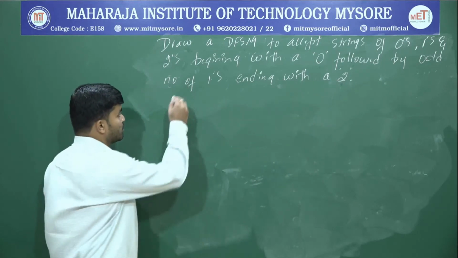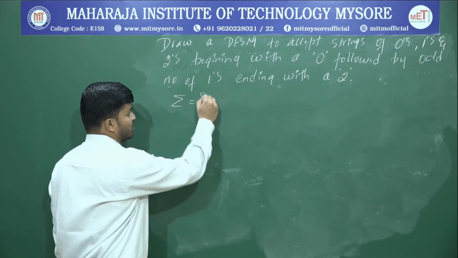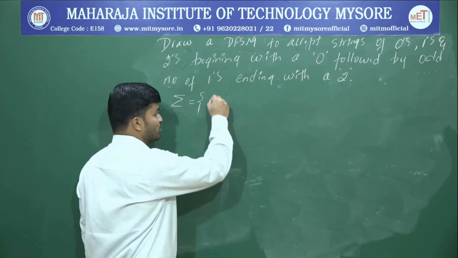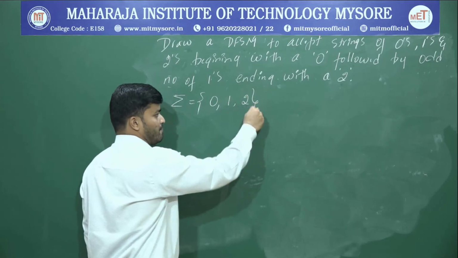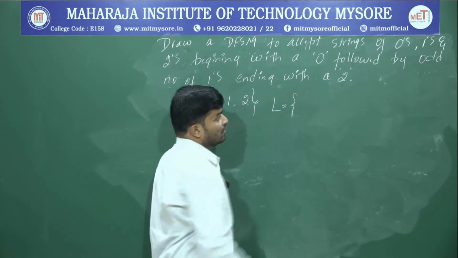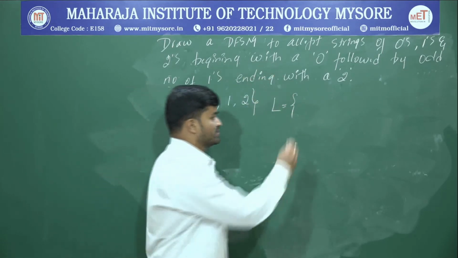So from the given question, first you write sigma. How to write sigma? Strings of zeros, ones and twos. Therefore sigma is going to become 0, 1, 2. And what about the language? So the language is, beginning with a 0, it should start from 0.